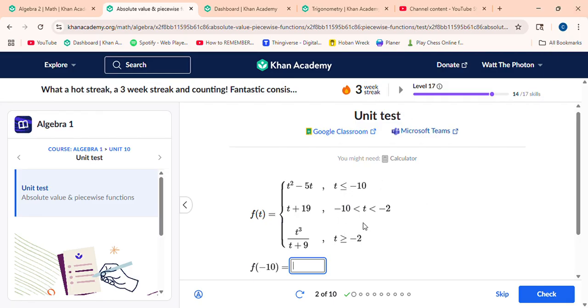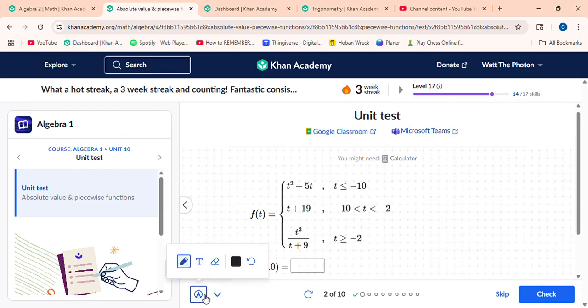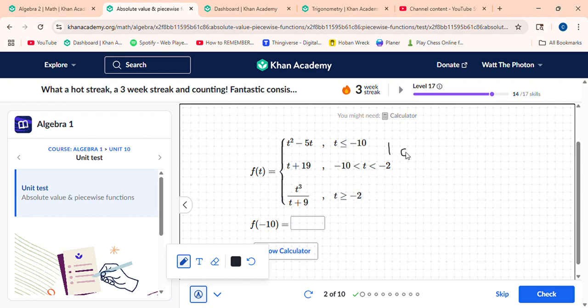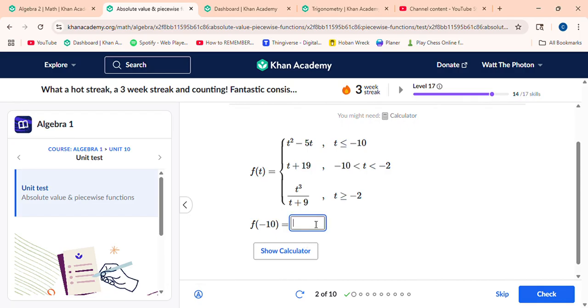Let's look at f of 10. So see, we have 100 plus 50. Okay. For x is greater than or equal to negative 10, that's 150. F of 10, so we use this formula. 100 plus 50.